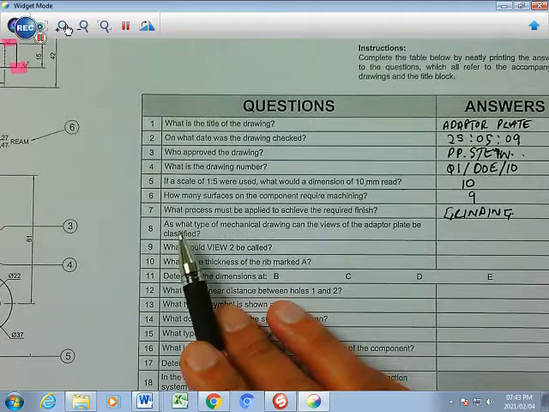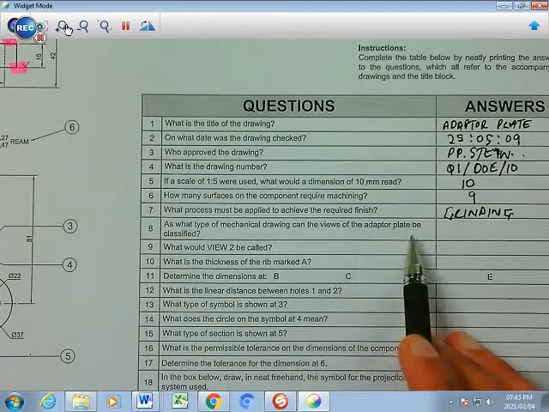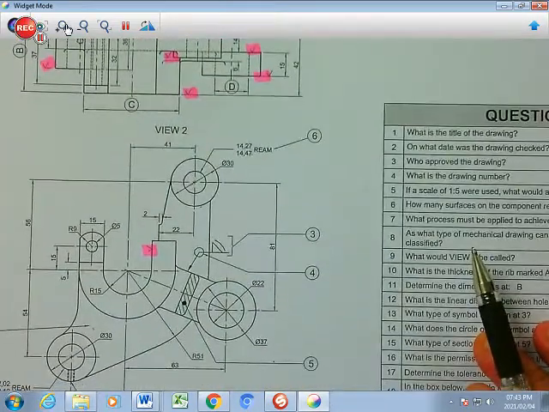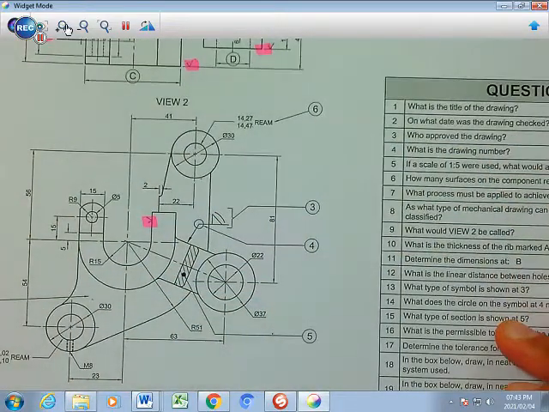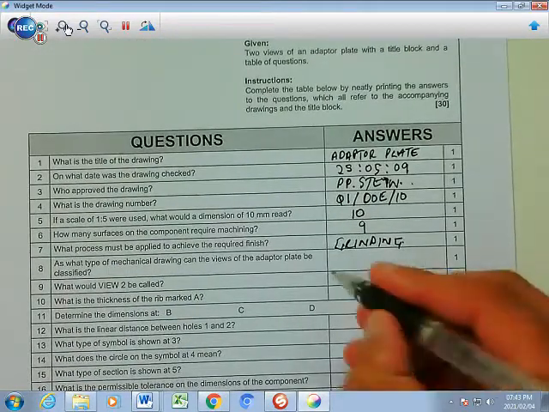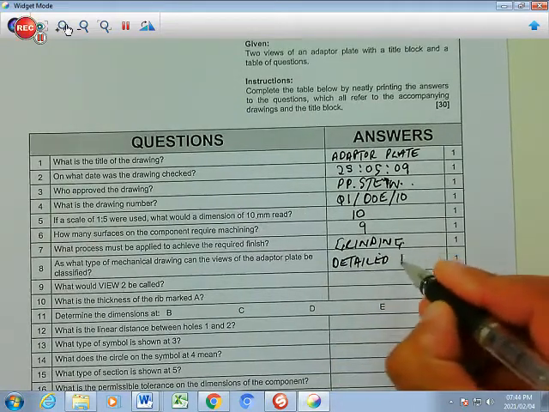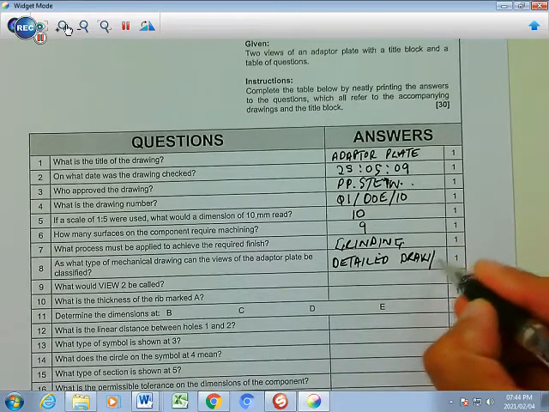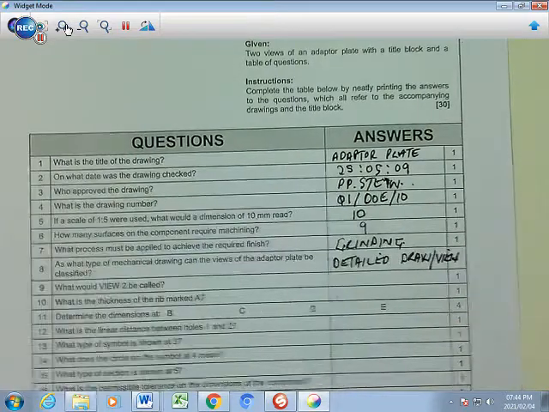Back to the question. As what type of mechanical drawing can the views of the adapter plate be classified? This is probably a component which is very small, which has been blown up now to a specific size, and that's why it can serve as a detailed drawing. So you're going to write in here detailed drawing or a detailed view. Okay.